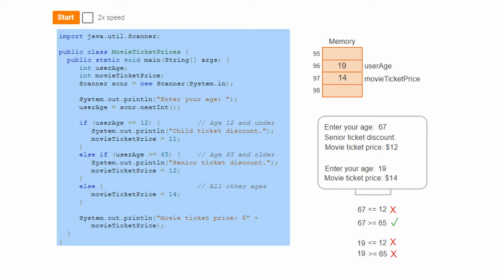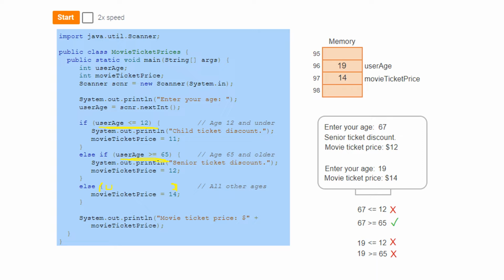Here, three conditions can be taken. The conditions can be less than or equal to 12 because it's a child ticket, and greater than or equal to 65 for the senior ticket. For the rest, we can even add a condition using AND: user age greater than 12 and user age less than 65. That can be a condition for else, but it's not needed because it can execute in this way as well.